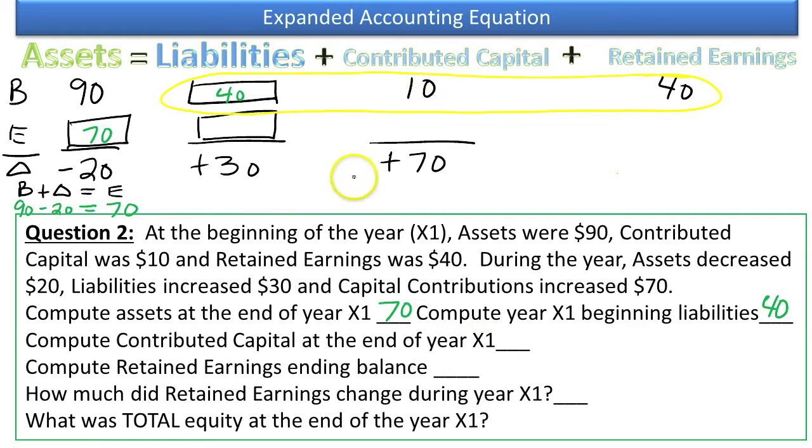Compute contributed capital at the end of the year, X1. We know the beginning, 10. We know the change of 70. Therefore, the ending contributed capital must be 80.